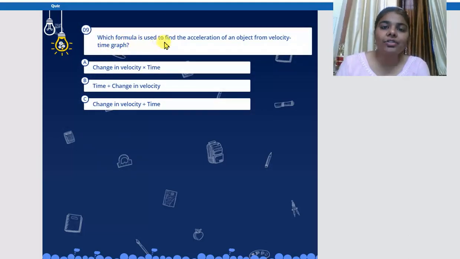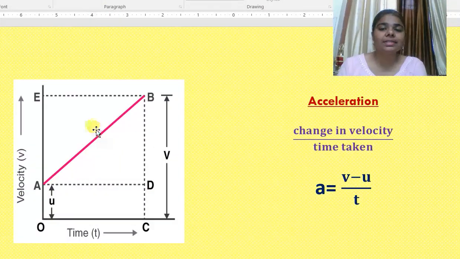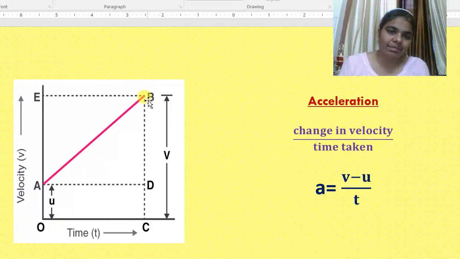Which formula is used to find the acceleration of an object from velocity time graph? Yes, remember velocity time graph? Let's see it. Here it is. Now, velocity time graph is showing a straight line AB. This is uniform acceleration and it can be calculated by calculating the slope.